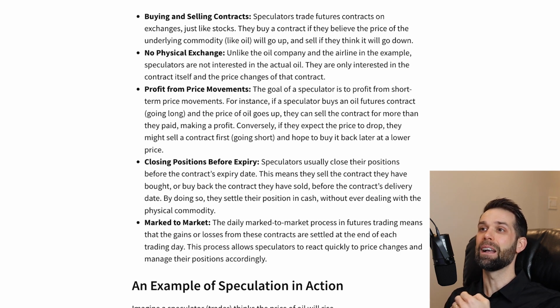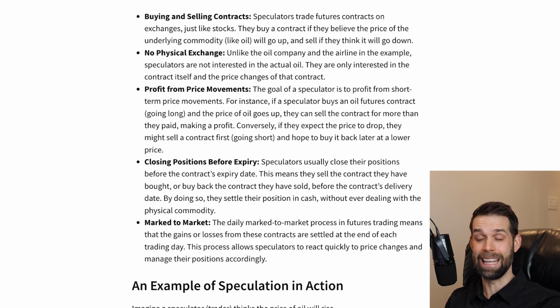The profit comes when there are price movements in the commodity. So the goal of a speculator is to profit from short-term price movements. For instance, if a speculator buys an oil futures contract, that means you're going long, you're buying the contract, and the price goes up, they can sell the contract for more than they paid, making a profit. And the other way is the same thing. If you as a trader expect the price of oil to go down, you might sell a contract, which means going short, in hopes to buy it back later at a lower price.